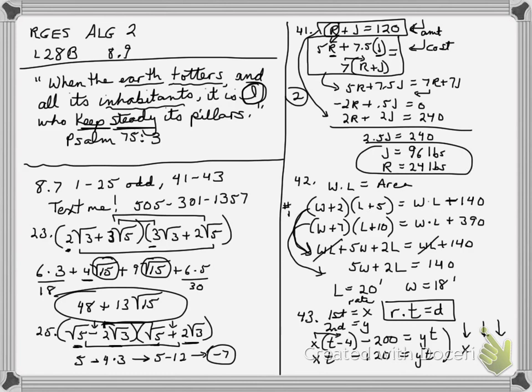So my x, the first guy, is 20 feet per second. And my second guy is going to be 22 feet per second.